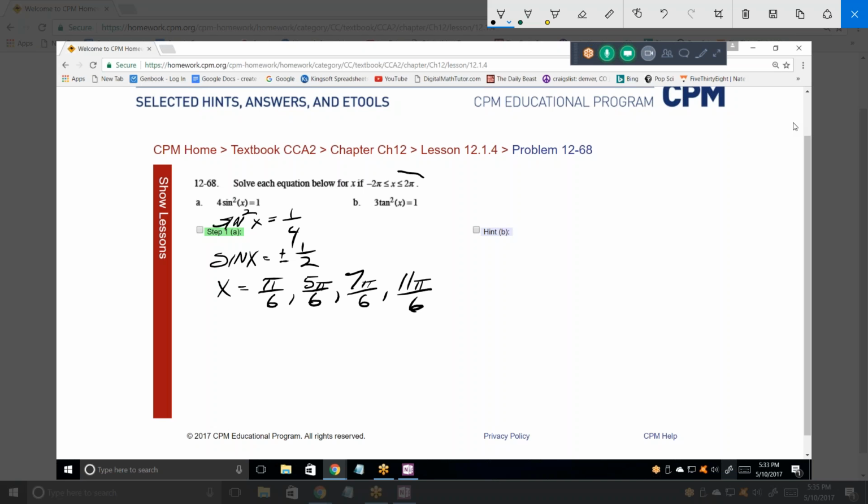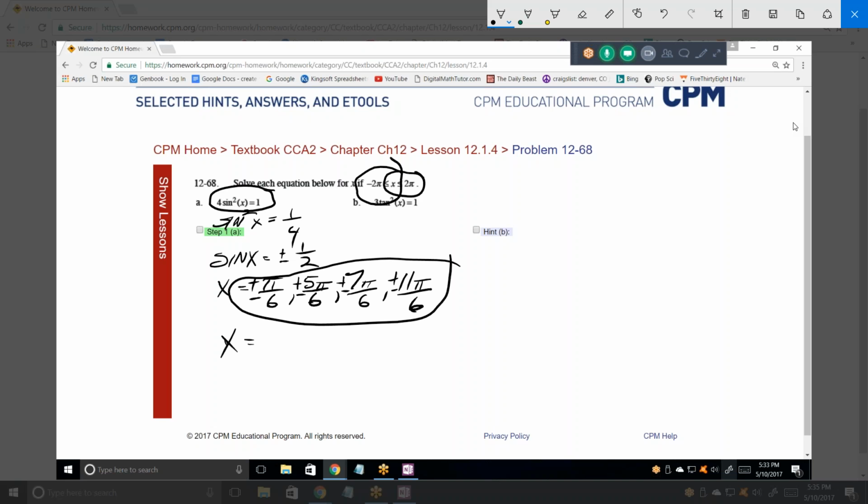Now, that covers that part right there. But we also need the negative angles. What do you suppose those answers are? The negative of all those. Yeah, exactly. So it's really plus or minus, plus or minus, plus or minus. Notice that minus 11 pi over 6 is the same as plus pi over 6. So you really have 8 answers to this very simple looking equation.